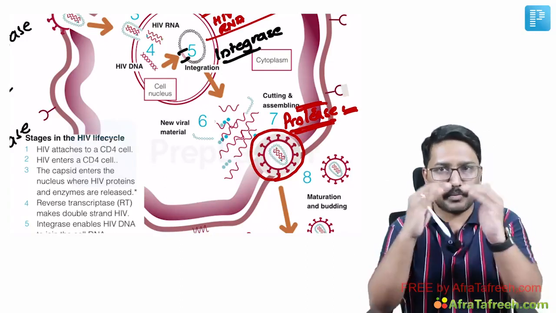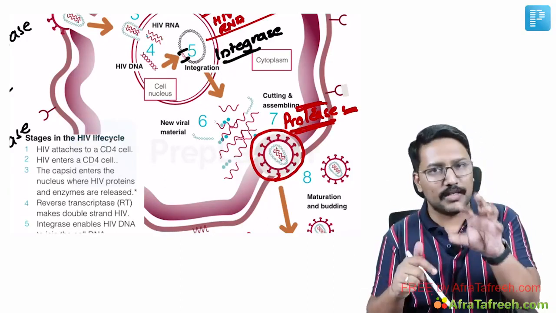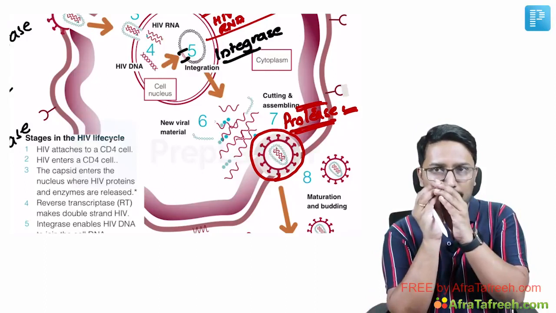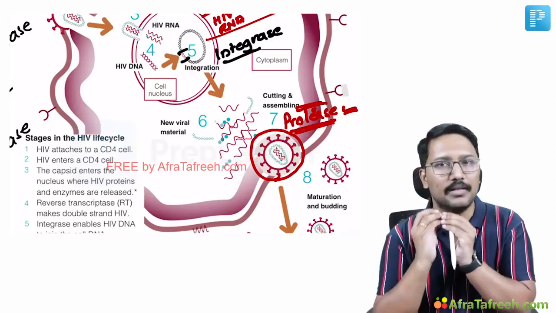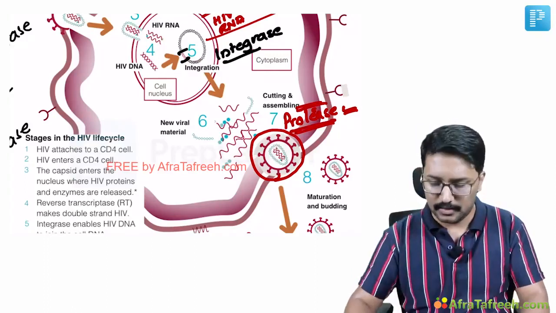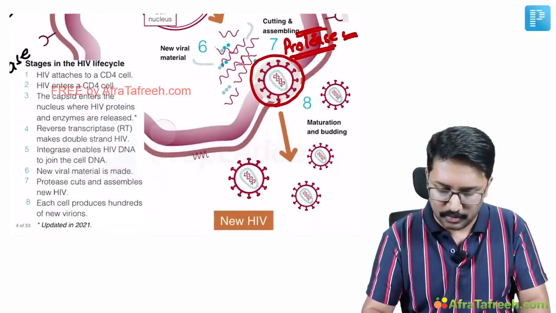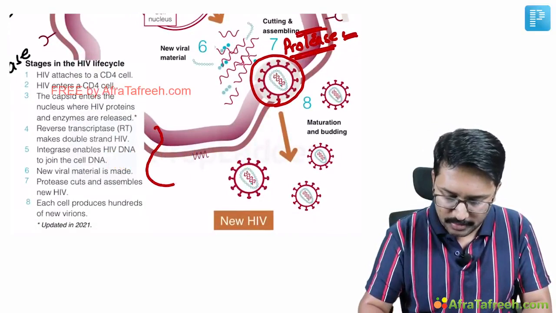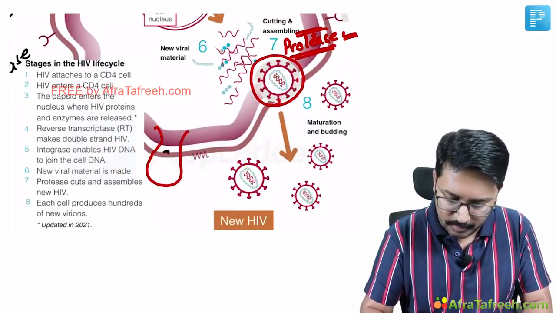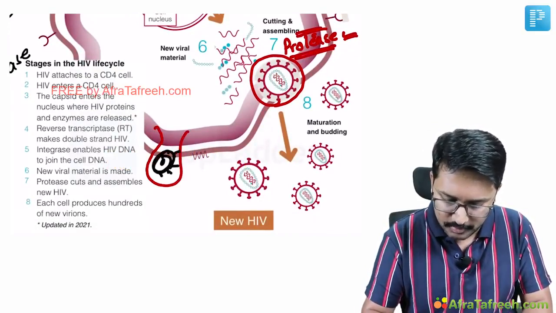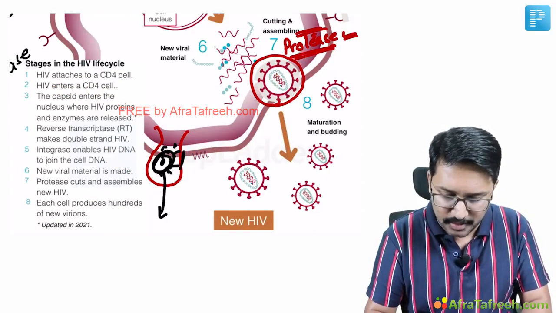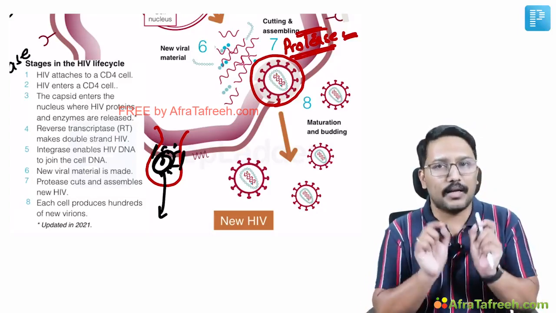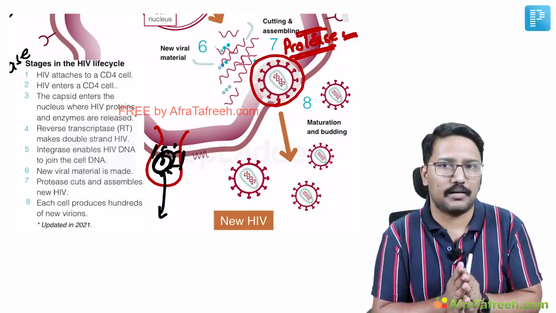What is budding? You have a plasma membrane of this CD4 cell. There is a viral particle which is formed. When it is coming out, right, it is taking away a little bit of its host cell membrane. So it will be like popping out. This cell membrane will be popping out like this. There will be a viral particle here, right? And eventually when this viral particle is released, the cell membrane is ruptured, leaving behind a leaky cell membrane, right?